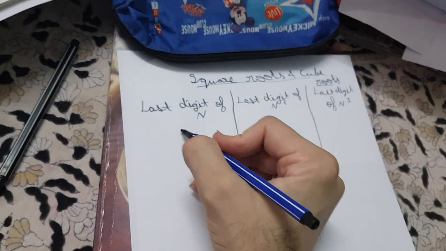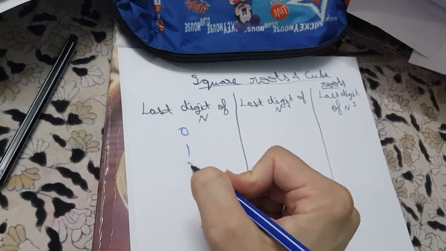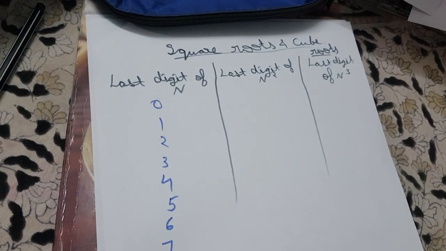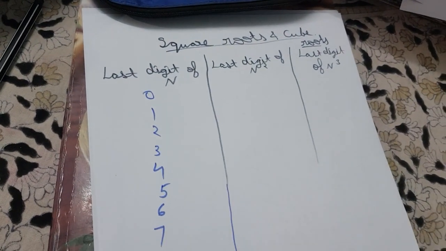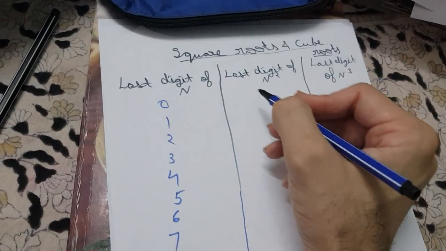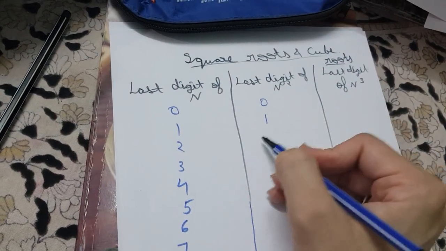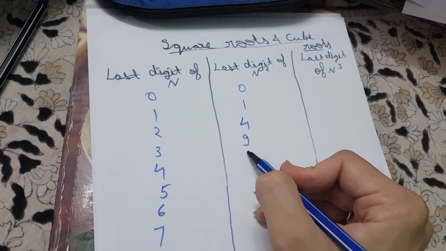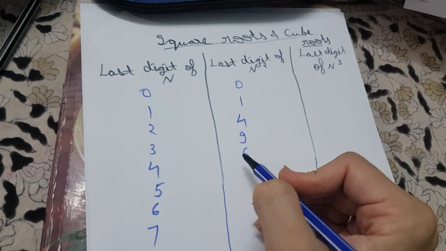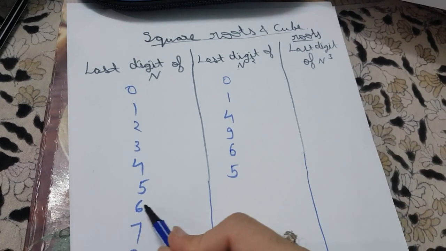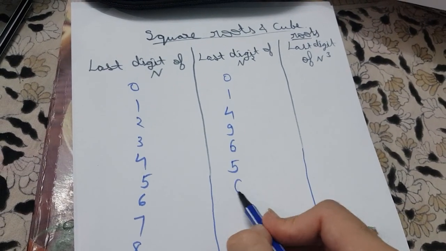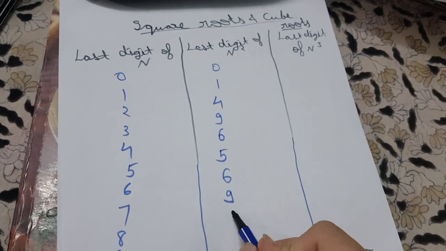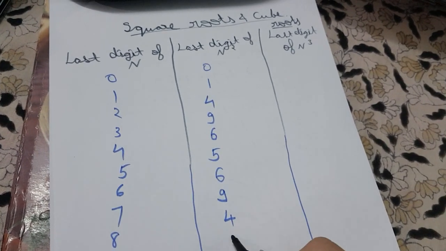So you can simply write 0, 1, 2, 3, 4, 5, 6, 7, 8, 9. For square, this will be 0, this will be 1, this will be 2 square 4, this will be 9, this will be 16, so you will write last digit 6. This will be 25, 5. 6 square will be 36, so you will write 6. 7 square is 49, you write 9. 8 square is 64, you write 4. 9 square is 81, you will write 1.